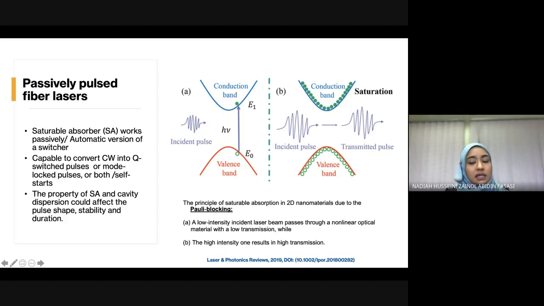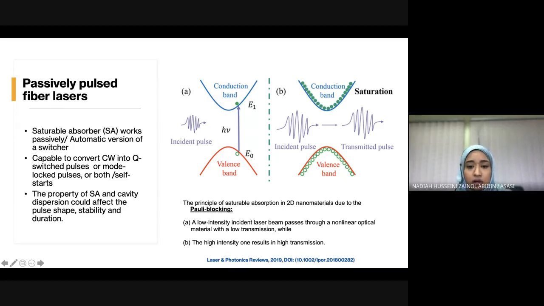When the light intensity is small, the nanomaterial does not let this incident light pass through. This is to put it simply. And when the light intensity is high enough, the nanomaterial behaves as if it is transparent. It lets everything pass through. This means that low intensity light will be blocked, whereas high intensity light will be passed through. When you have low intensity light, the SA behaves in low transmission mode, which means that it works as high optical loss. When your laser light is high enough, it lets it go through. It works in high transmission and low optical loss.